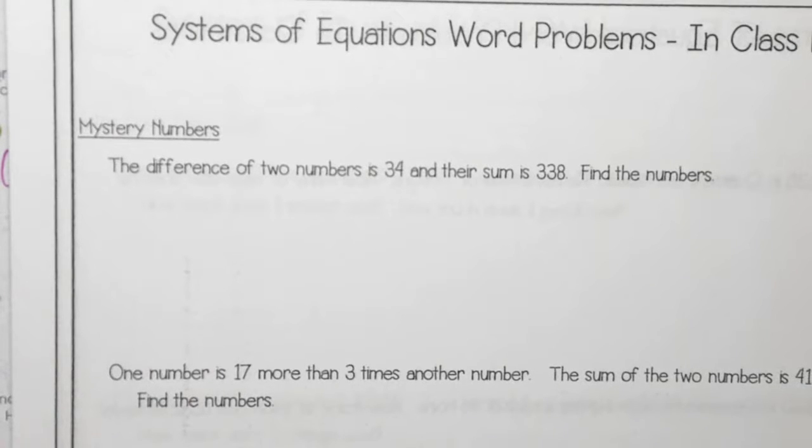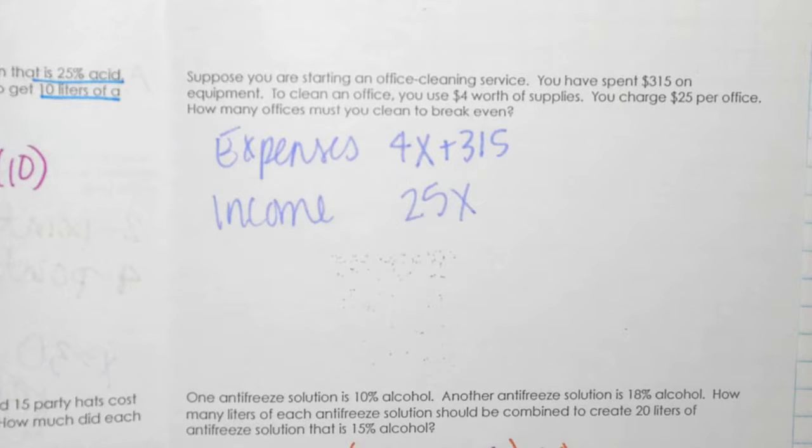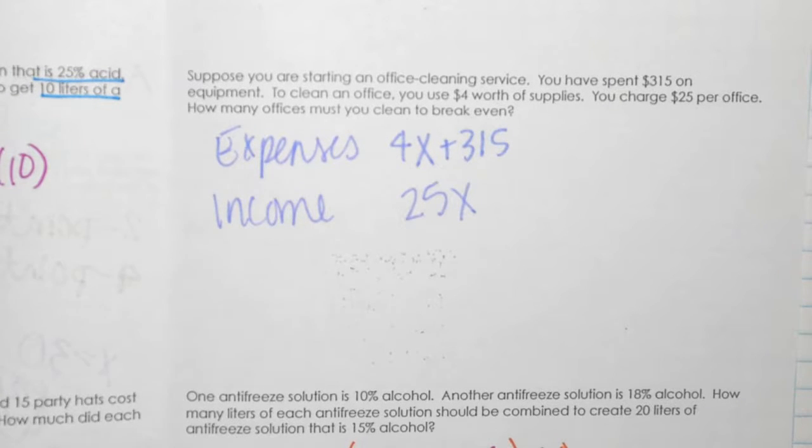Alright, let's look at our mystery number page. The more we get done, the less you have for homework. Please don't tell me I have to do this whole thing for homework. You want me to lie to you? You're just kidding. You don't have to do the whole thing. Not the whole thing.